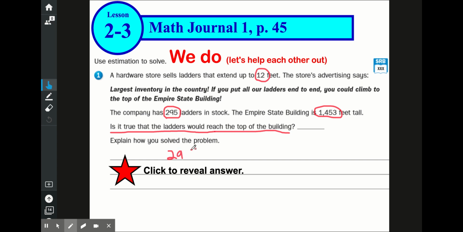So I know 295 ladders times 12 feet each, that's what we would get for the exact answer. But again, we don't need the exact answer. We're looking for reasonable. We're looking for logical. And we know that because of what the question is asking us. I can see that 295 is going to round to 3 times 10 to the second. How do I know that? Ask yourself. Explain that to yourself. How do I know that 295 can be rounded to 3 times 10 to the second? And then 12 is going to be rounded to 1 times 10 to the first.